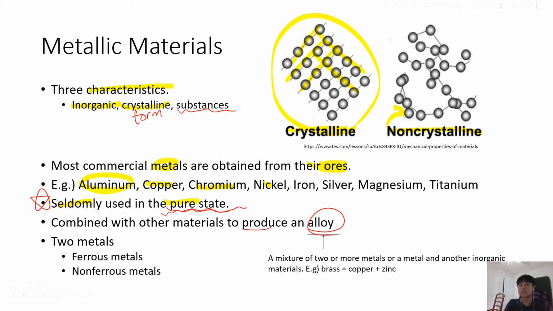So one example is iron. We don't use pure iron because iron is not solid enough, not strong enough. So we add carbon and other materials to make carbon steel, a more sturdy material. And there are two types of metals, ferrous and non-ferrous. Ferrous means the primary material of the metal is iron, but non-ferrous material doesn't contain iron. Those are the two differences.